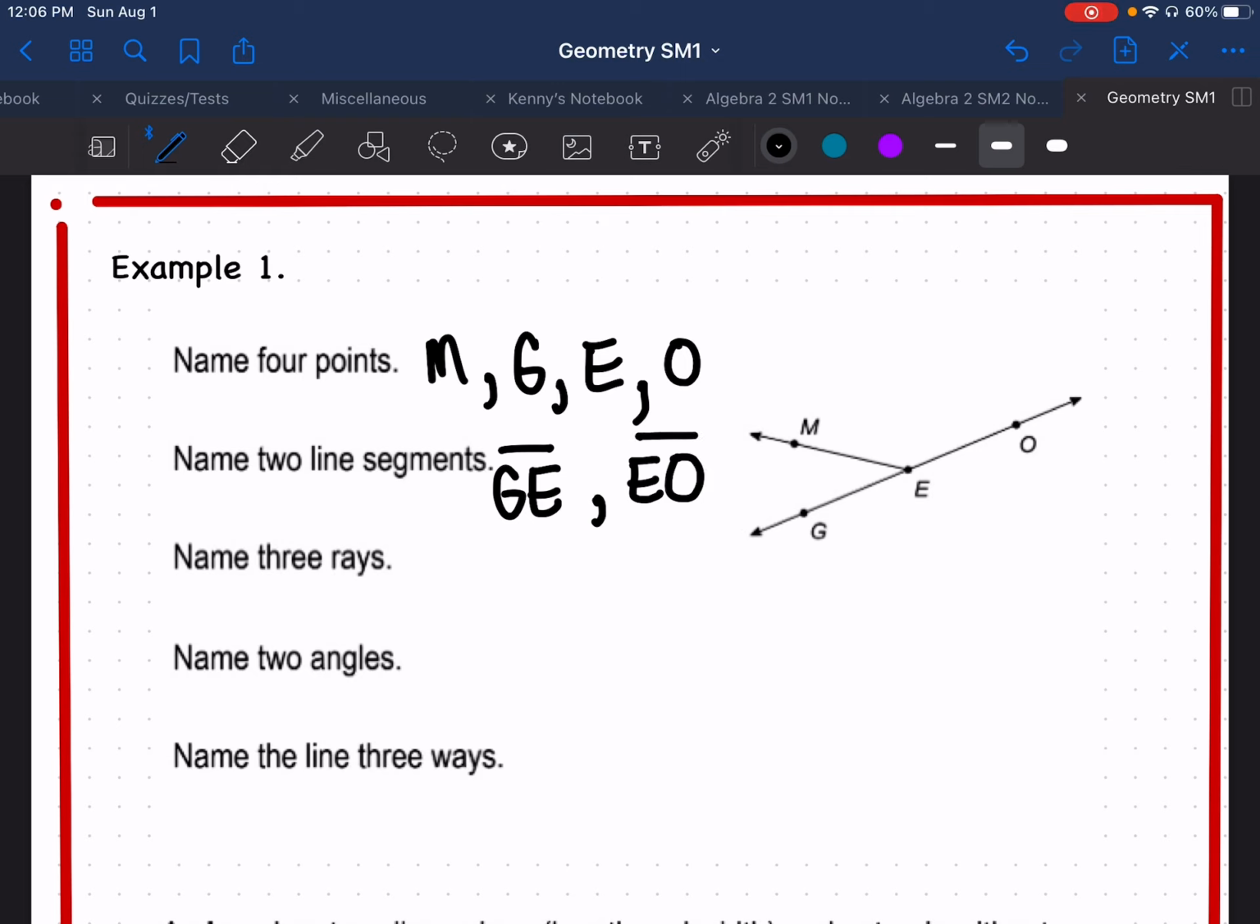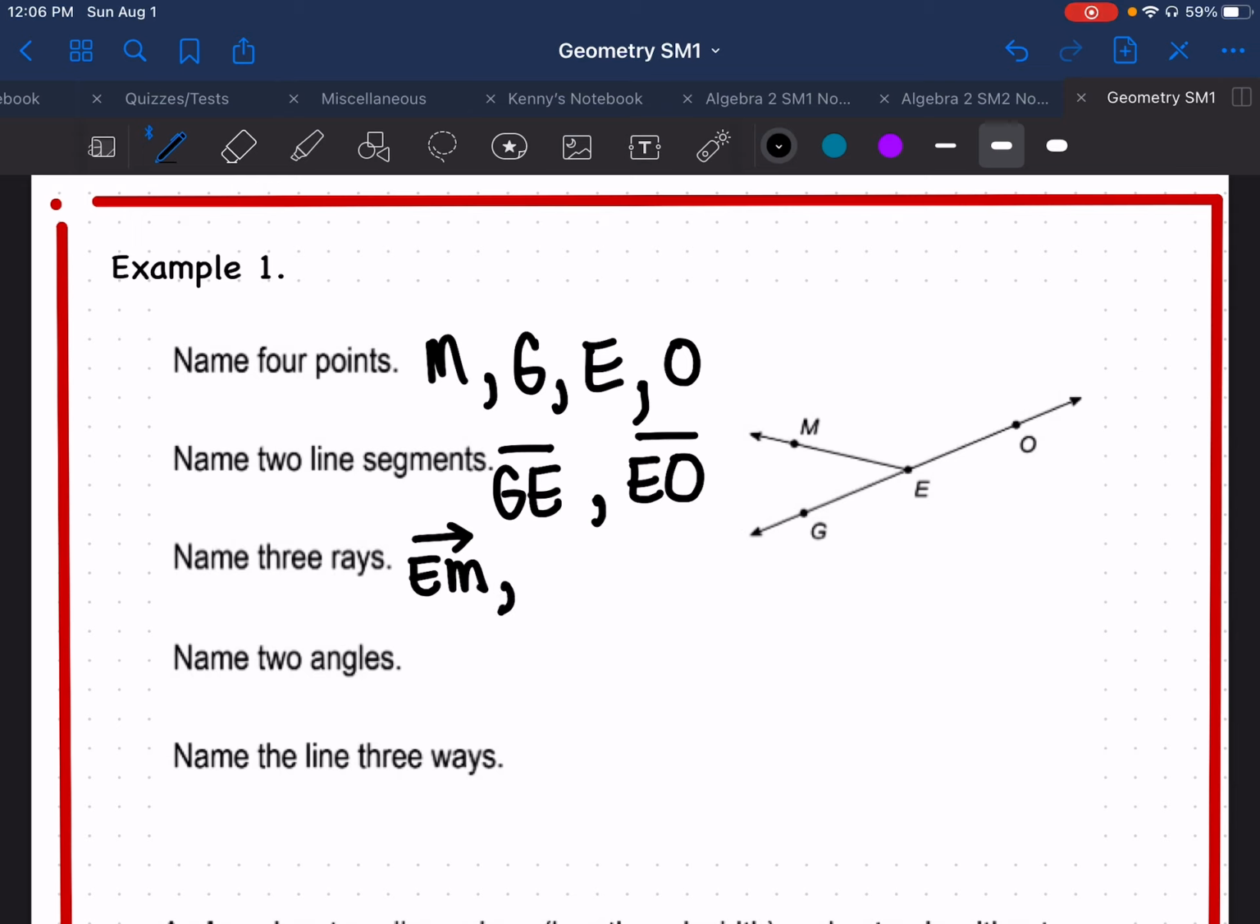All right, name three rays. Well, a ray has a beginning point, like an end point, and then it continues on in one direction. So right here, this is my classic ray. It starts and it continues on. When I name a ray, I always name it by its end point. So I would have to name this one EM.